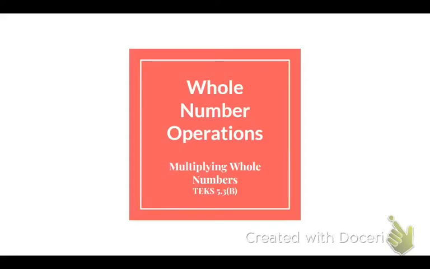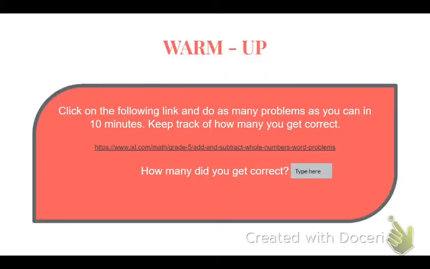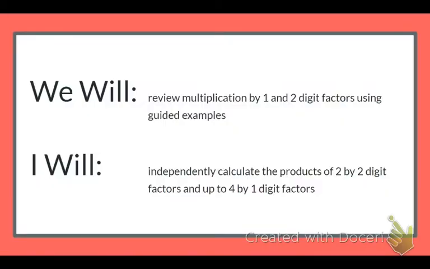All right, so whole number operations, and today we're reviewing multiplying whole numbers. We're going to review the multiplication from 4th grade, and then after we're finished with our reviews, we're going to start adding some more complex material for 5th grade. We will review multiplication by 1 and 2 digit factors using guided examples. By the end of the lesson, you should be able to independently calculate the products of 2 digit by 2 digit factors and up to a 4 digit factor by a 1 digit factor.